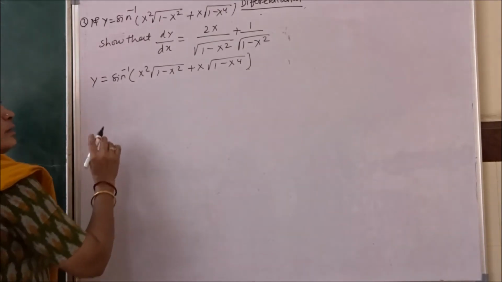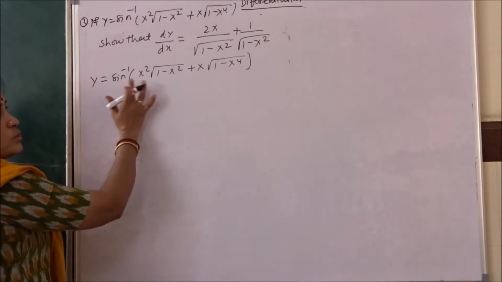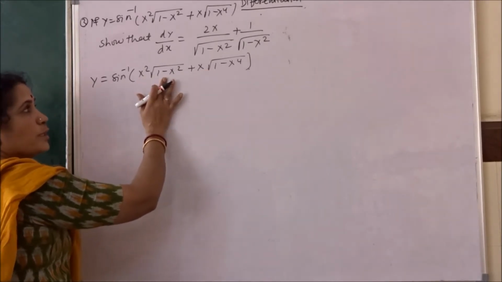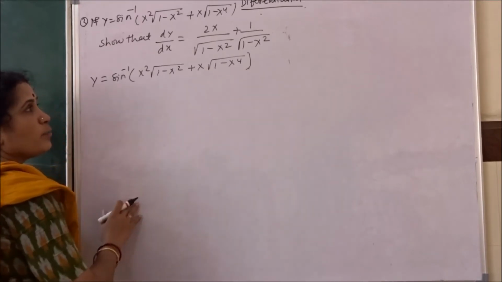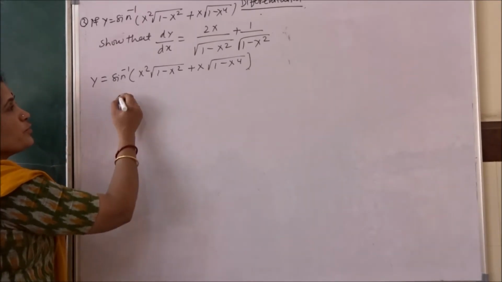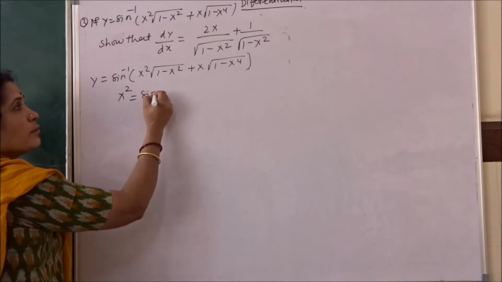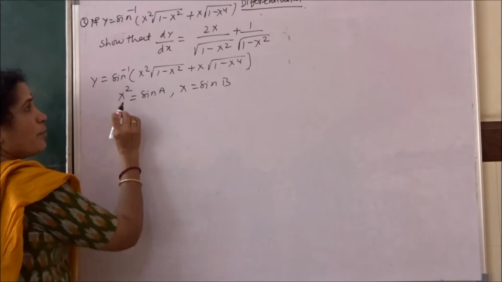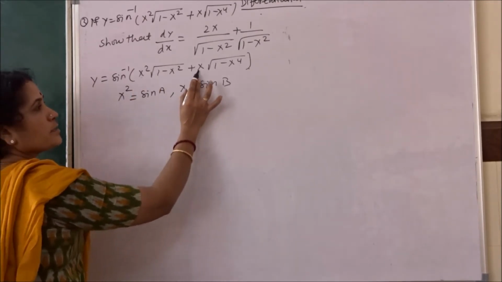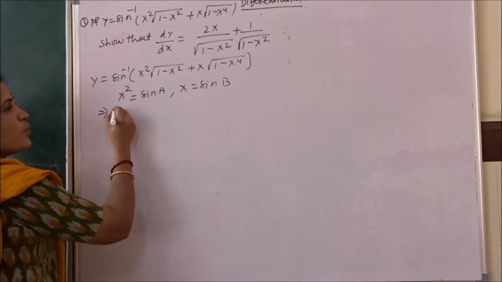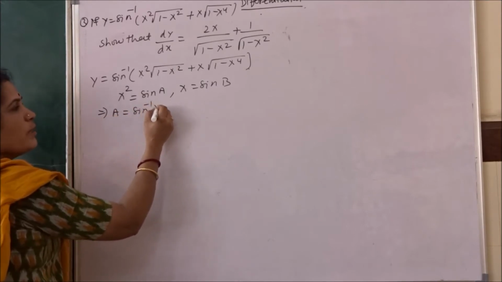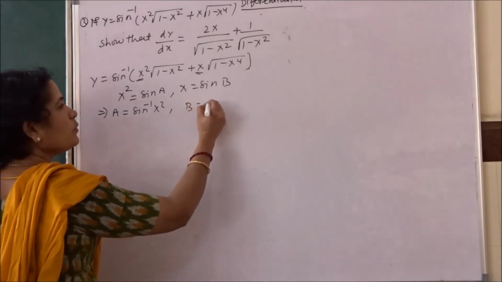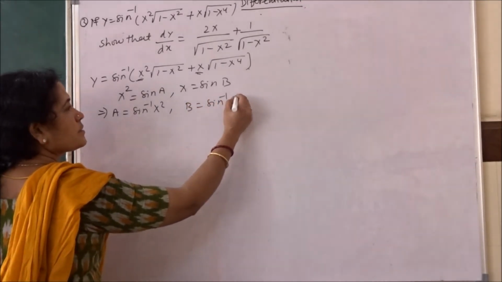Fine. So I want to remove this sine inverse. There are 4 terms in total. Sin a cos b plus cos a sin b becomes sin of (a plus b). So what is the suitable substitution? Take x square equal to sin a and x equal to sin b. Am I correct? I am taking x square equal to sin a and x equal to sin b. This implies a equals sine inverse of x square, and for the other part I have taken the substitution, b equals sine inverse of x.